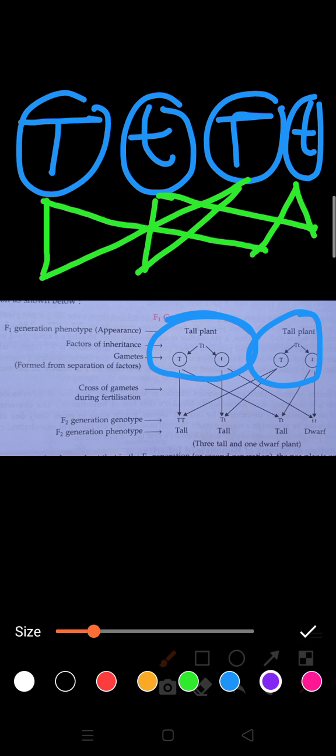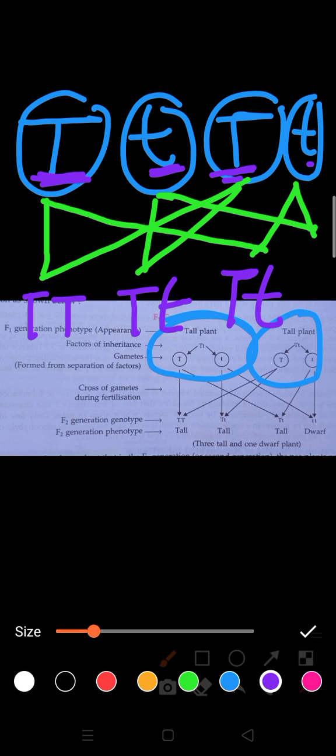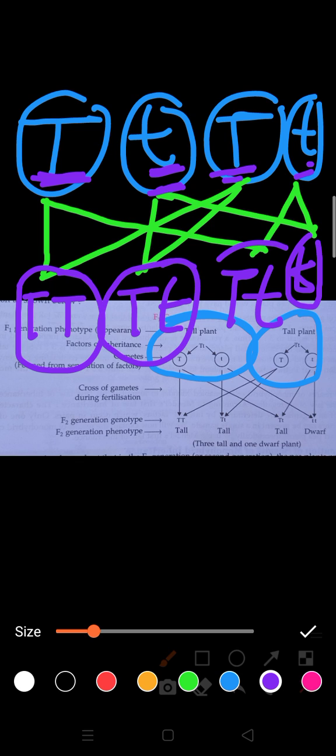Okay, so what will form? Capital T or capital T. So first plant, capital T with capital T. Okay, in second, small t and capital T. So what will come? Capital T and small t. In the third case, capital T and small t, capital T, small t. In the last case, small t, small t. Is it true, children? So can you observe that this is pure tall, this last one is pure dwarf, and they both are the hybrid tall.